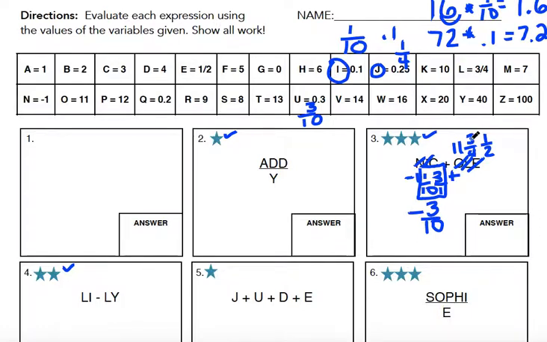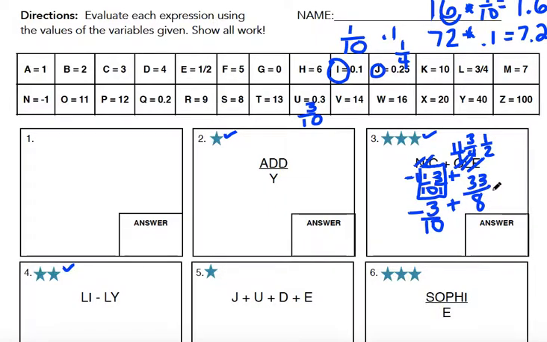Okay? Up here, 11 is a whole number, so I'm just going to put that over 1, and I'm going to multiply straight across. 11 times 3 times 1 is 33, and 1 times 4 times 2 is 8. So what I have here is -3/10 plus 33/8.